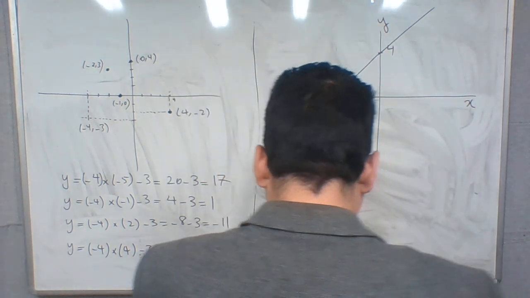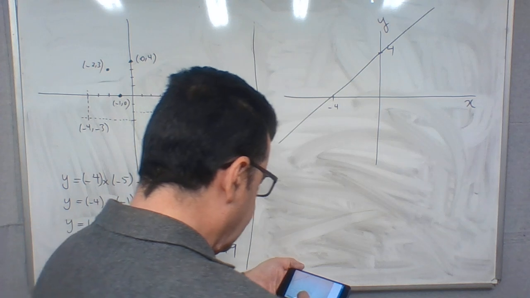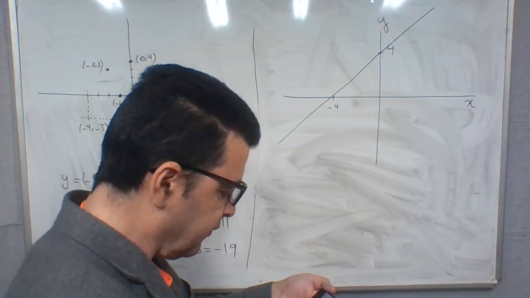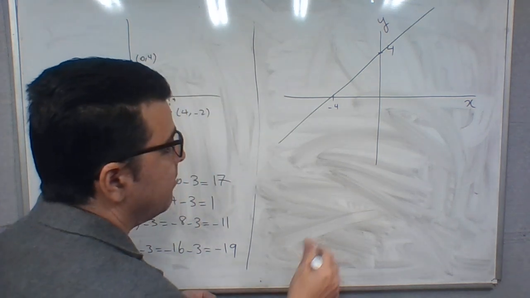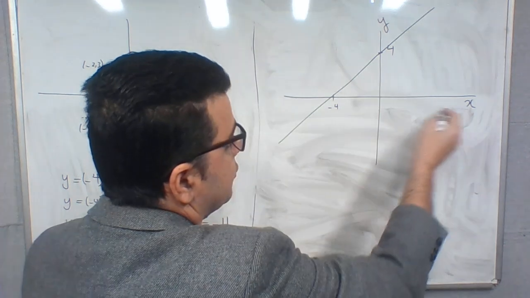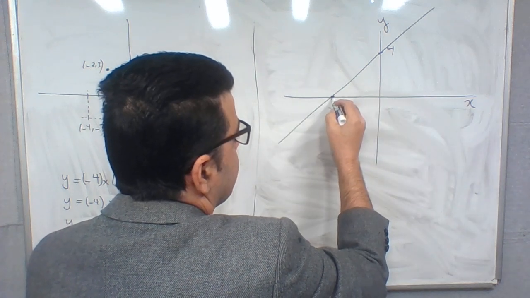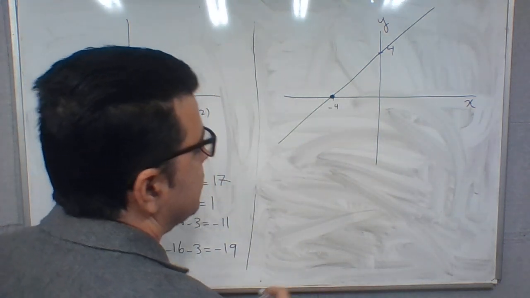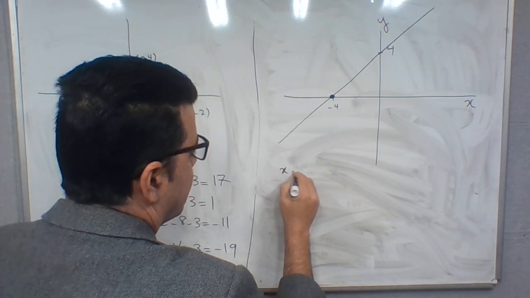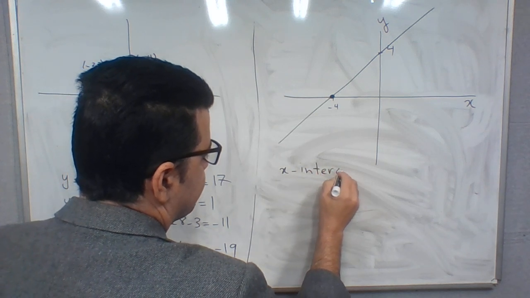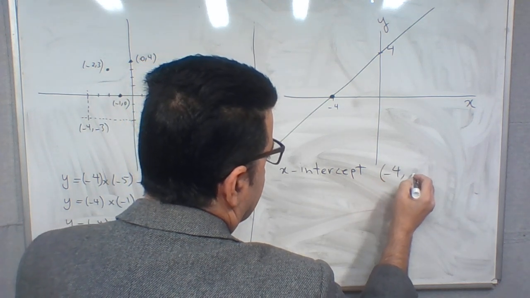First one, the x-intercept. Write answers as ordered pairs. If more than one, separate with commas. Enter answers in any order. Okay, so x-intercept means the point where the line passes through the x-axis. So this is our line and this is the x-axis. So here. So this is the x-intercept. So the x-intercept is only one, negative 4 and 0.